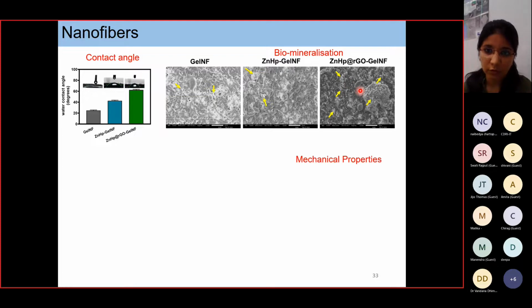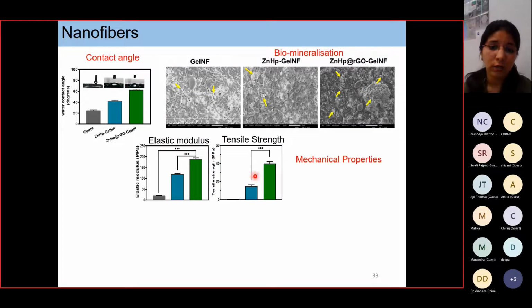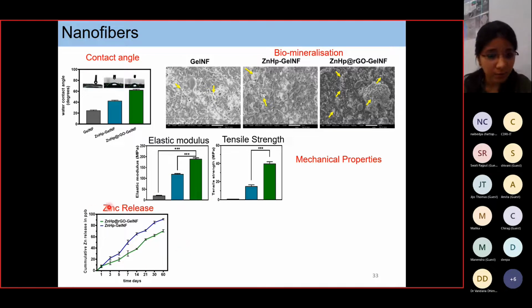So we went for the mechanical properties next. We saw that there was an increase in the elastic modulus as well as the tensile strength of the RGO containing composites, and even in the case of the hydroxyapatite composite, it was improved in comparison to the plain gelatin nanofibers. We saw continuous zinc release taking place from these nanosystems.